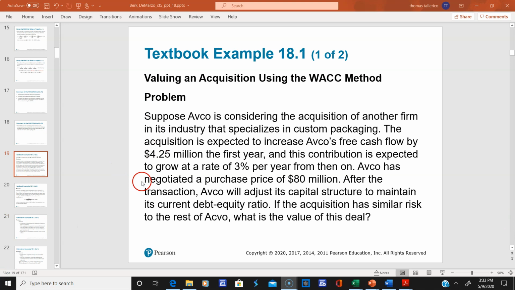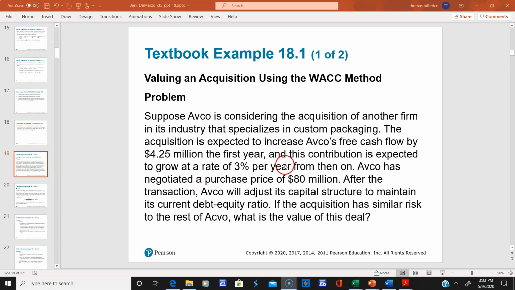So here's another example of the weighted average cost of capital method. This is one of 3 methods we're going to be doing. So suppose Avco is considering the acquisition of another company in its industry, and that specializes in custom packaging. The acquisition is expected to increase Avco's free cash flow by $4.25 million the first year, and this contribution is expected to grow at a rate of 3% per year from then on. Now, the secret here is the words 3% from then on. That makes this look like a perpetuity.